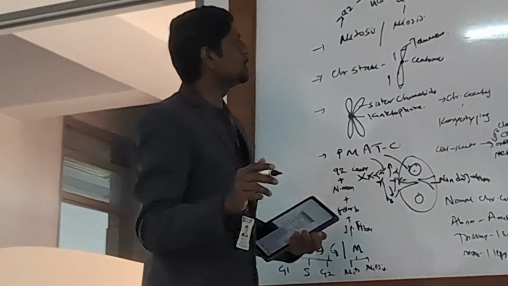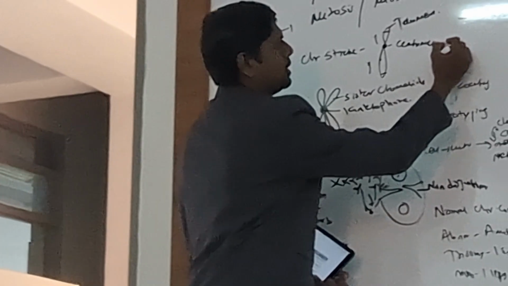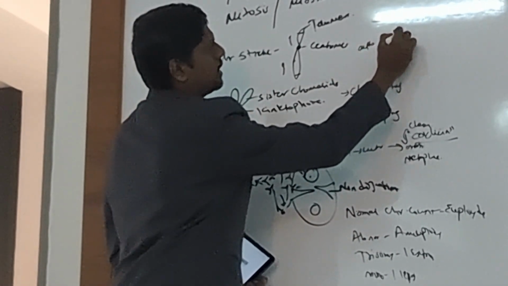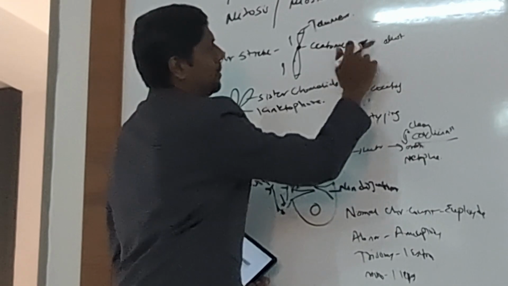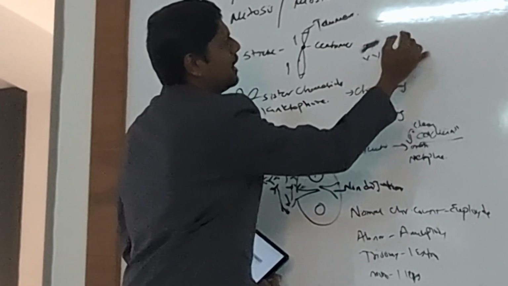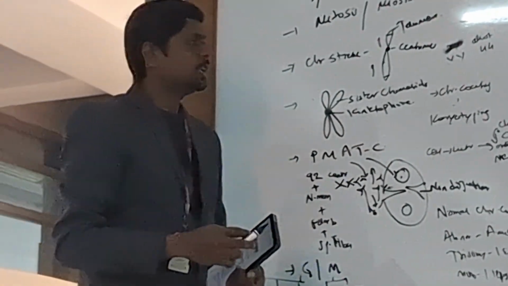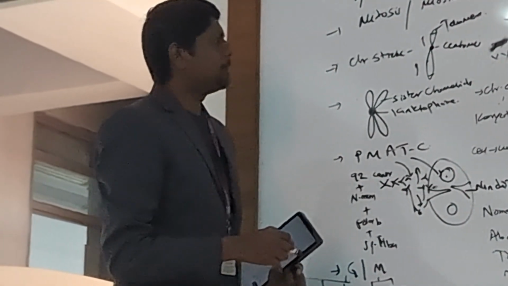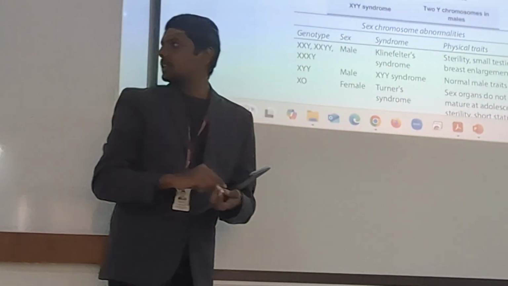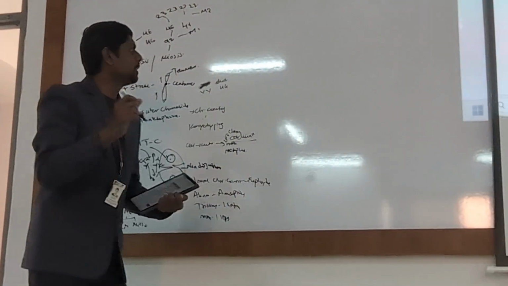Broadly, chromosomes are divided into autosomes and allosomes, that is, sex chromosomes, right? So the sex chromosomes are X and Y, and the other 44 are autosomes. Then let me show you a few abnormalities. Just write down these names, then I will discuss the further things.